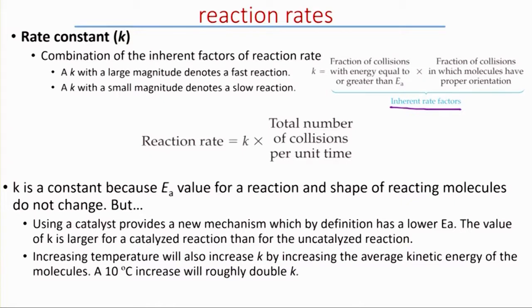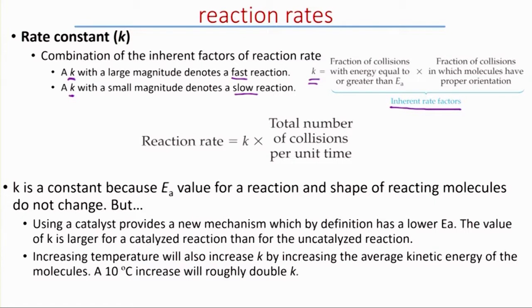They won't change, as temperature is constant. Those will also stay constant for the reaction. And we're going to give that the symbol k, a constant. So this constant here is called the rate constant. All right, and a large k will denote that the reaction will go fast. So it's a faster reaction. And if you have a small k, then you have a slower reaction, and that makes sense.